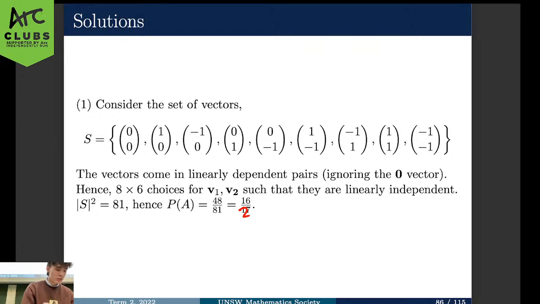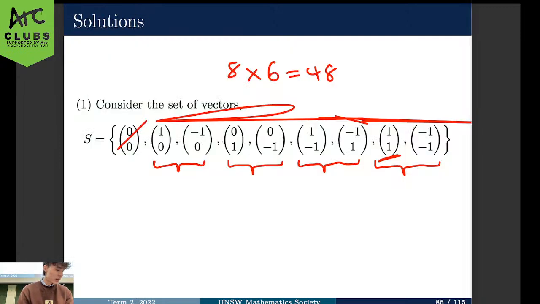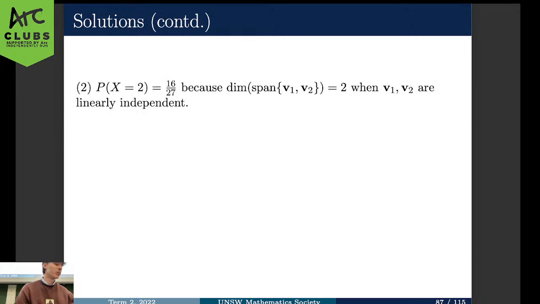So now let's look at what part 2 was asking us to do. Define the discrete random variable x to be the dimension of the span of the two vectors, and complete this table for the probability distribution of this random variable x. In this case, if the dimension of the span was equal to 2, those vectors had to be linearly independent, because if I choose 2 linearly independent vectors from that set, they should span 2 dimensions. And so therefore, we already know the probability of x equaling 2. That's just going to be 16 over 27, like we found in the previous part.